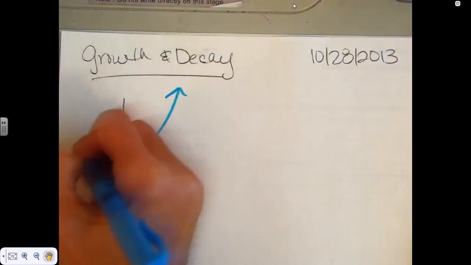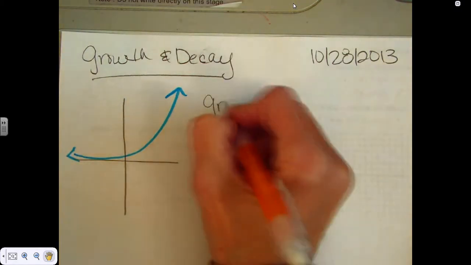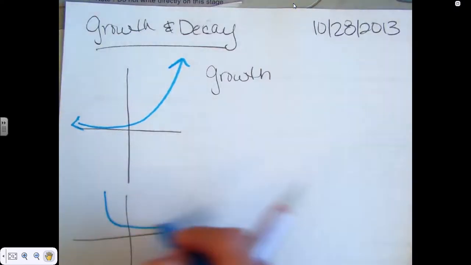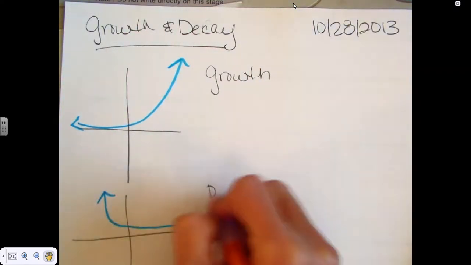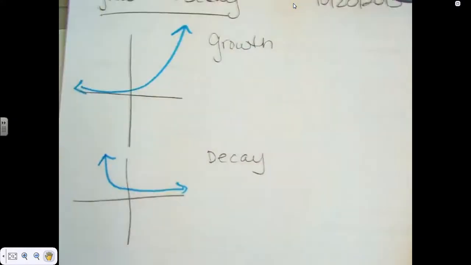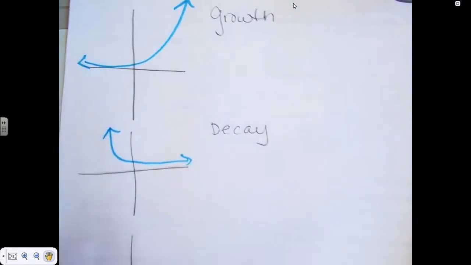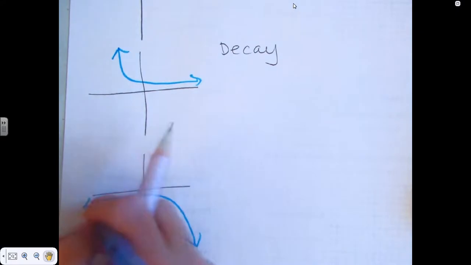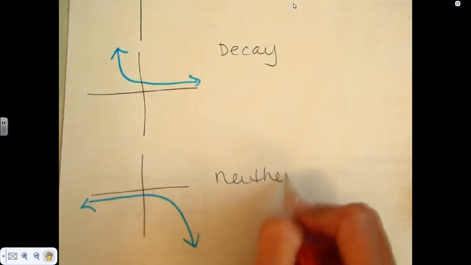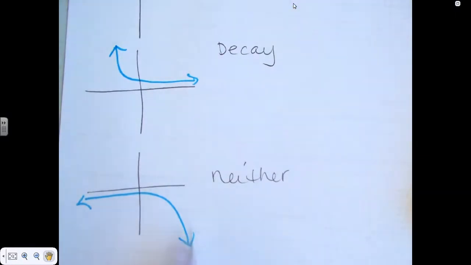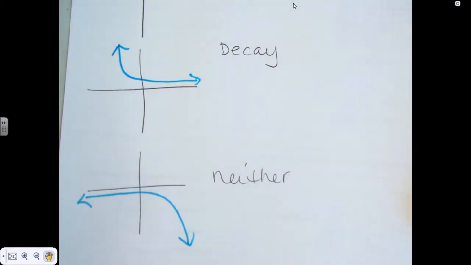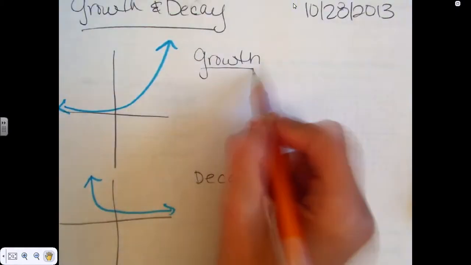A graph that takes this shape, as you know, is a growth. And a graph that takes this shape, you know, is a decay. And then we talked about ones, because obviously we know what happens and what makes a graph do this. We know that's going to be neither a growth or decay. And hopefully when I said we know what makes the graph look like this, you said that it is reflected over the x-axis. Okay? So now let's go back and talk about a growth.